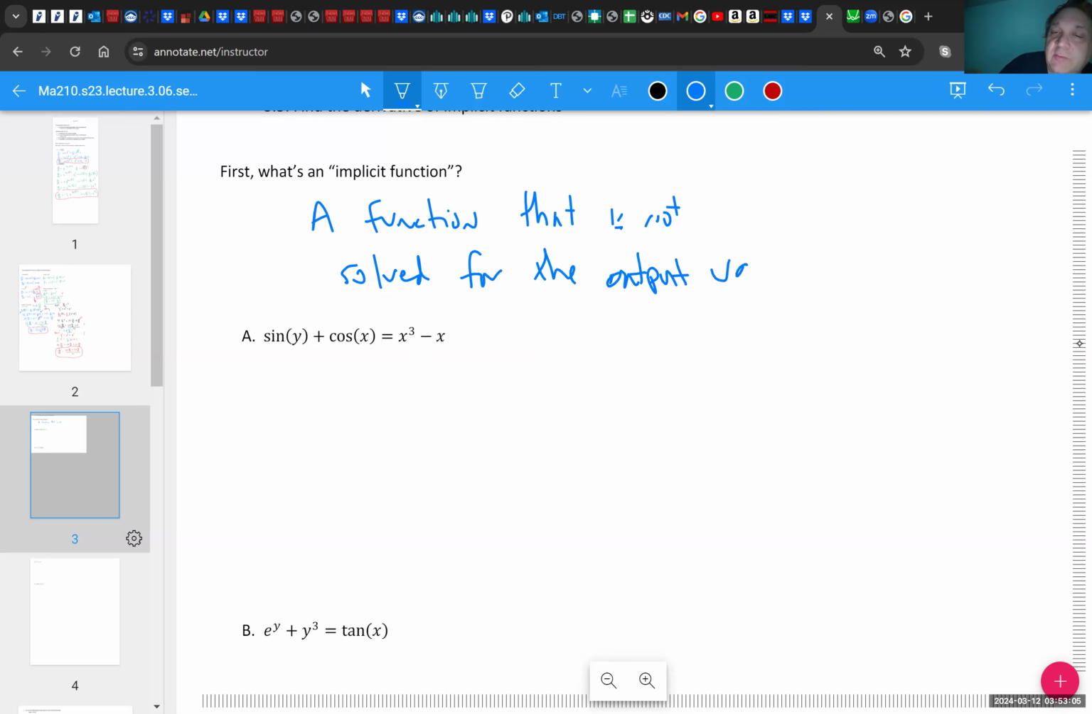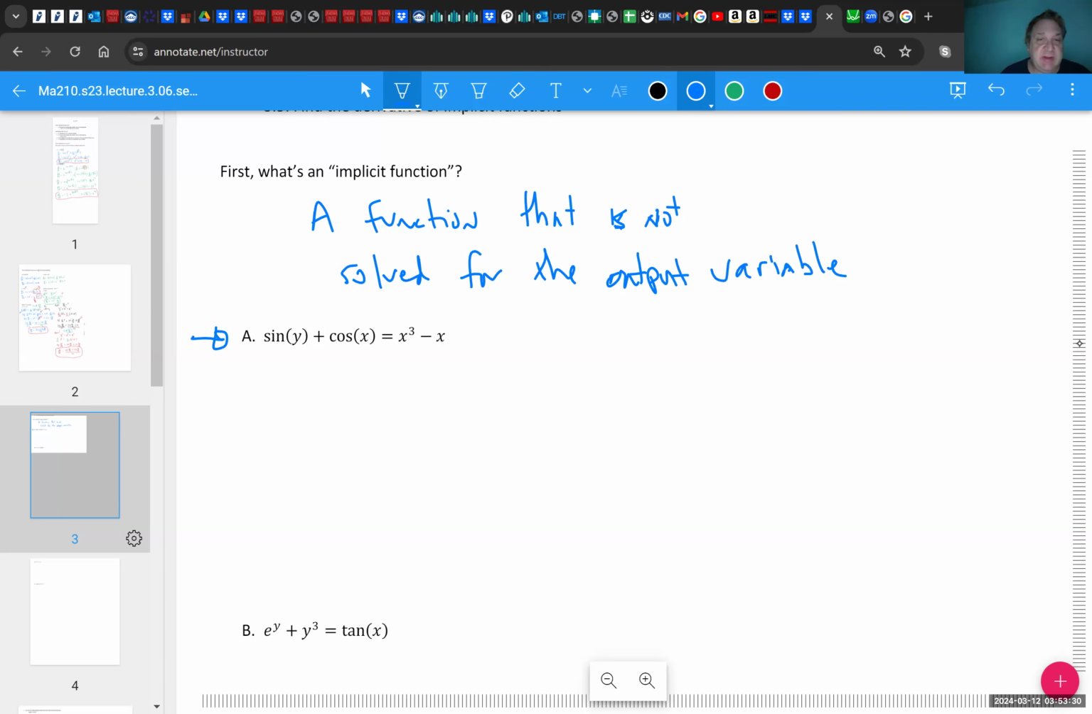Usually the output variable is y. It doesn't have to be, of course, but it's basically not solved for that y. So you can see my example A over here. Let's assume that y is the output variable and x is the input variable. This function is not solved for y.